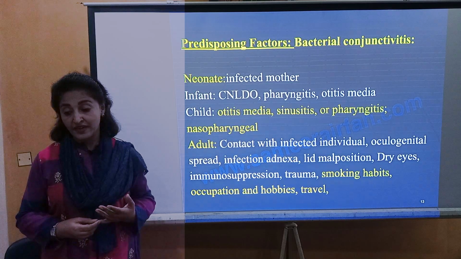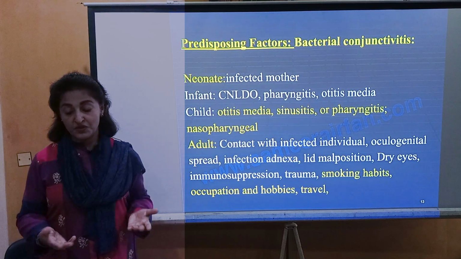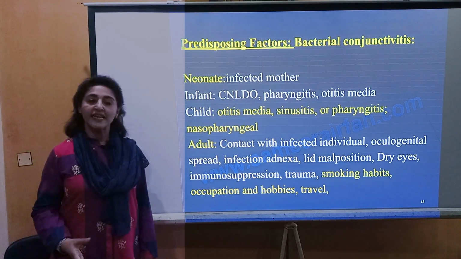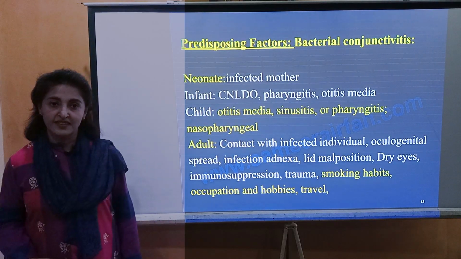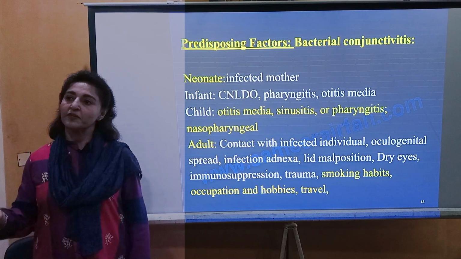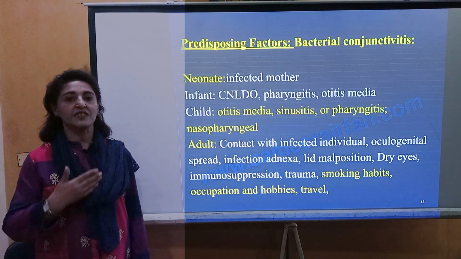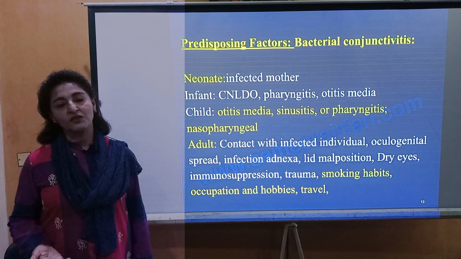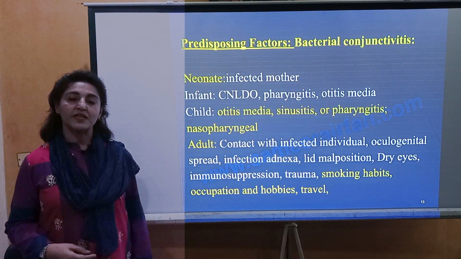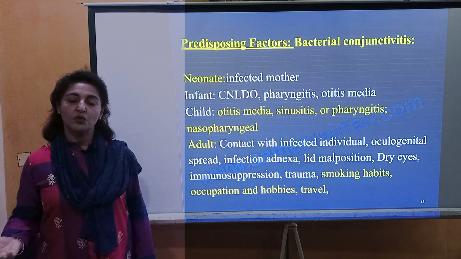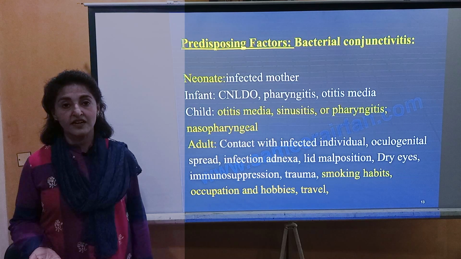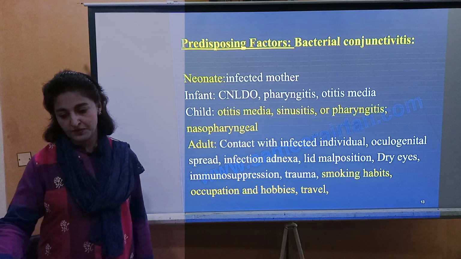Then smoking, trauma, immunosuppression, occupation, people who are working indoors whole day, they tend to develop dry eyes, chronic dry eyes, and any bug that is in the atmosphere, in the absence of tear film, those bugs, they will infect the eye and will cause bacterial conjunctivitis. And smoking, it reduces the tear film stability, it irritates the eye and leads to chronically red eyes.